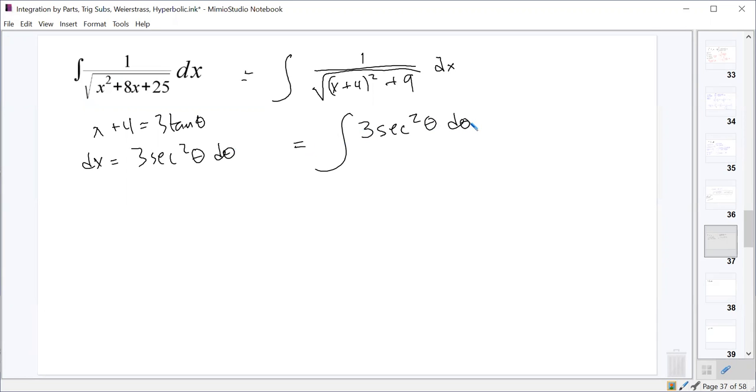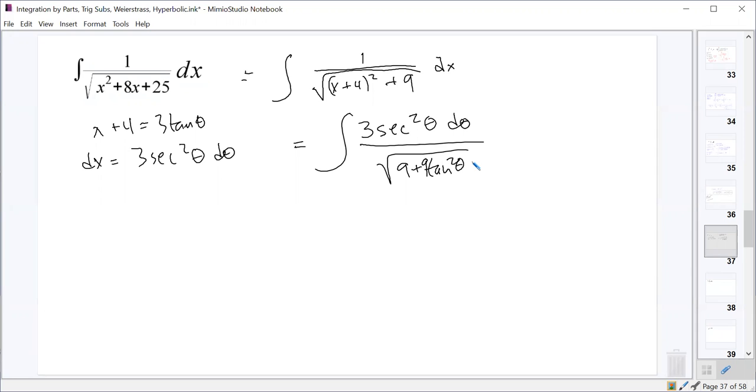So our dx becomes 3 secant squared theta d theta in the numerator, and then in our denominator, we'll end up with 9 tangent squared theta plus 9 inside of that square root. Or 9 plus 9 tangent squared theta. I don't know why I wrote it backwards, but I did.